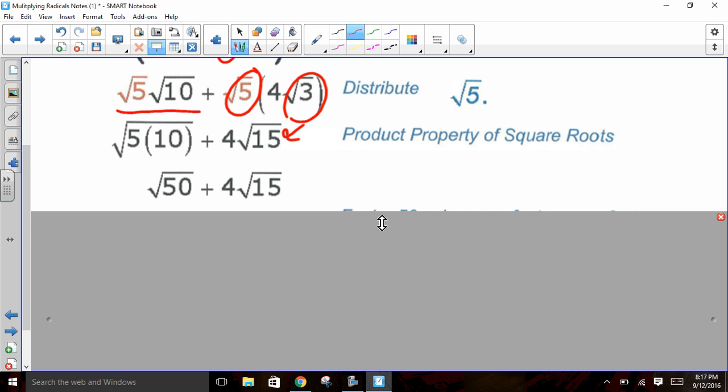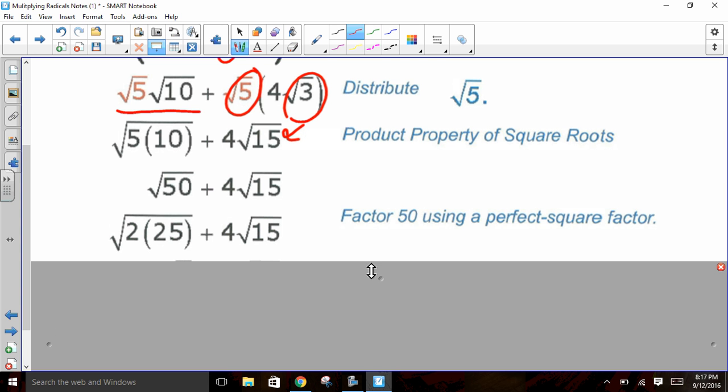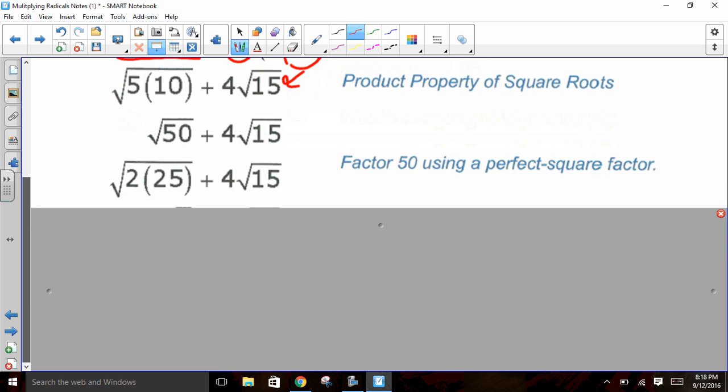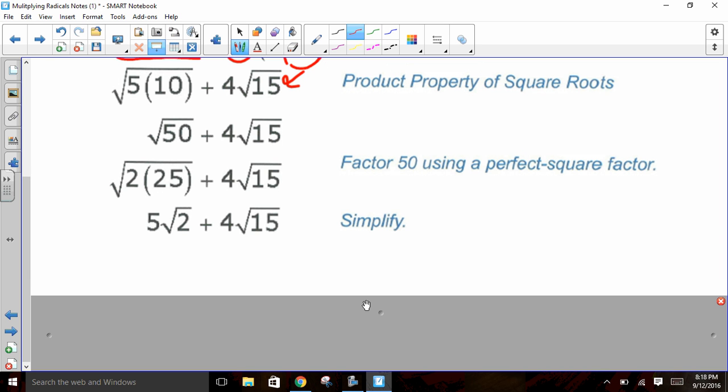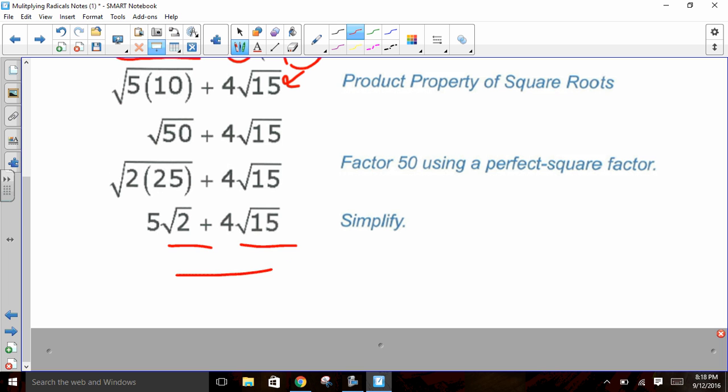Again, 10 times 5 is 50. So I asked myself, can I reduce any of these? Well, the square root of 50 factors into 2 and 25. The square root of 25 is 5. That square root of 2 cannot be simplified. So I have square root of 2, square root of 15. Do I have the same number here? Nope. So that's my final answer.